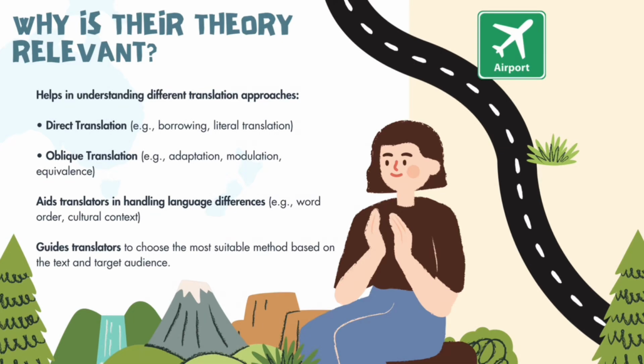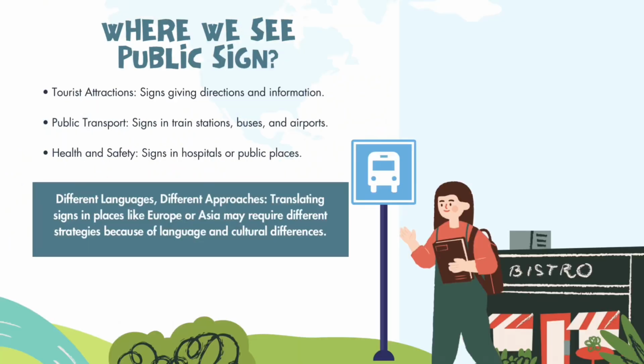Next up is, why is their theory relevant? We have three reasons here. The first reason is it helps in understanding different translation approaches, such as direct translation that consists of borrowing and literal translation, and oblique translation such as adaptation, modulation, and equivalence. The second reason is it aids translators in handling language differences such as word order and cultural context. And the last reason is it guides translators to choose the most suitable method based on the text and target audience.